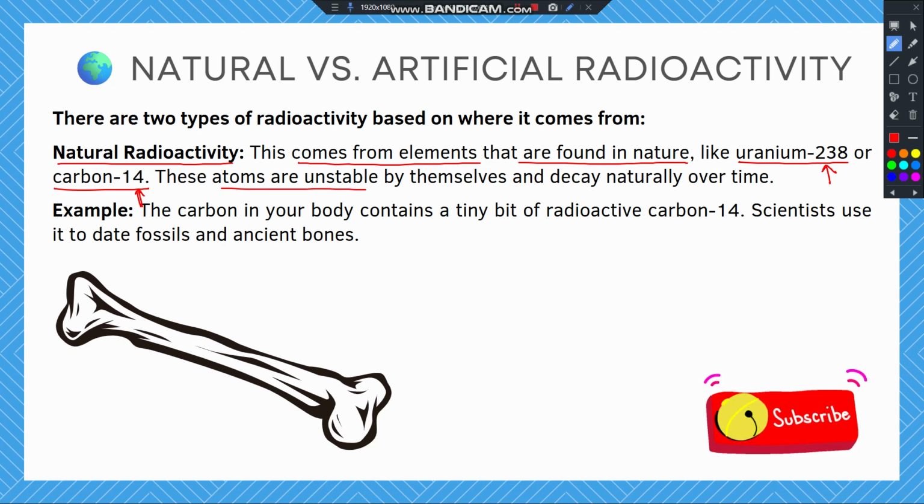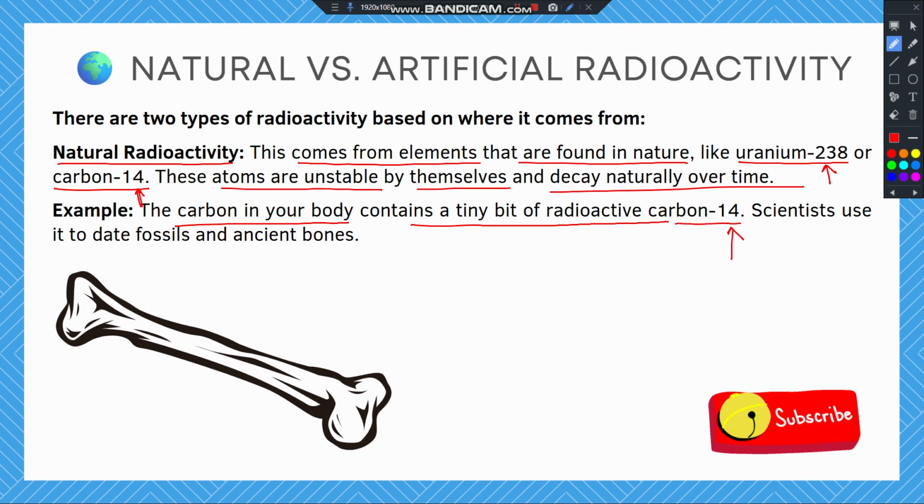These atoms are unstable and by themselves they decay naturally over time. Now, what is the connotation of this? A very good example is the carbon that is found in your body. The carbon found in your body contains a tiny bit of the radioactive carbon with the mass number 14. And what is the implication of that? Scientists are able to use it to date fossils and ancient bones. This is where the concept of carbon dating comes in.